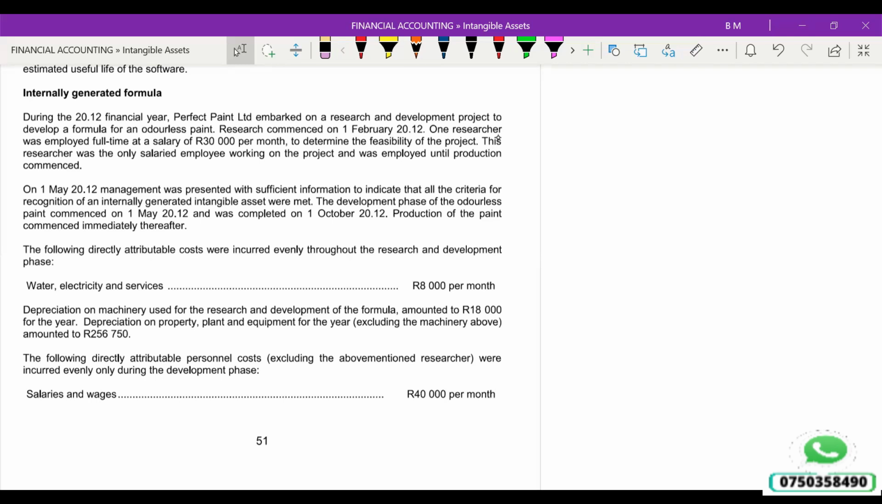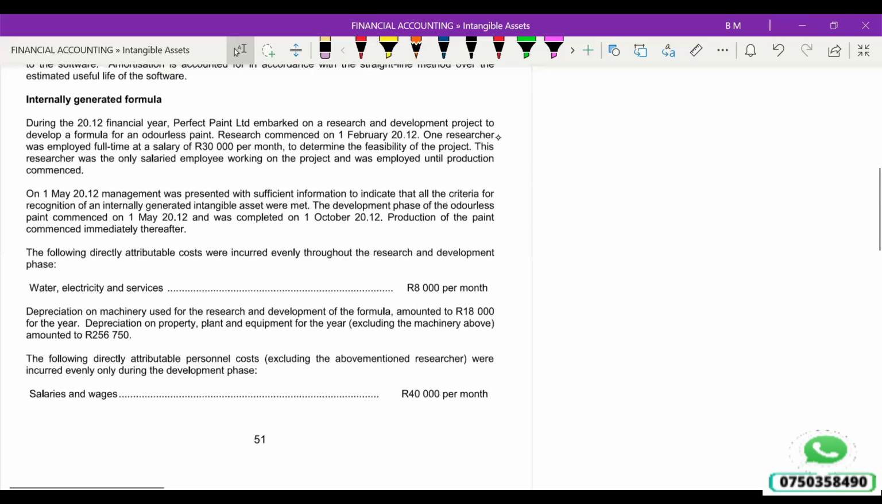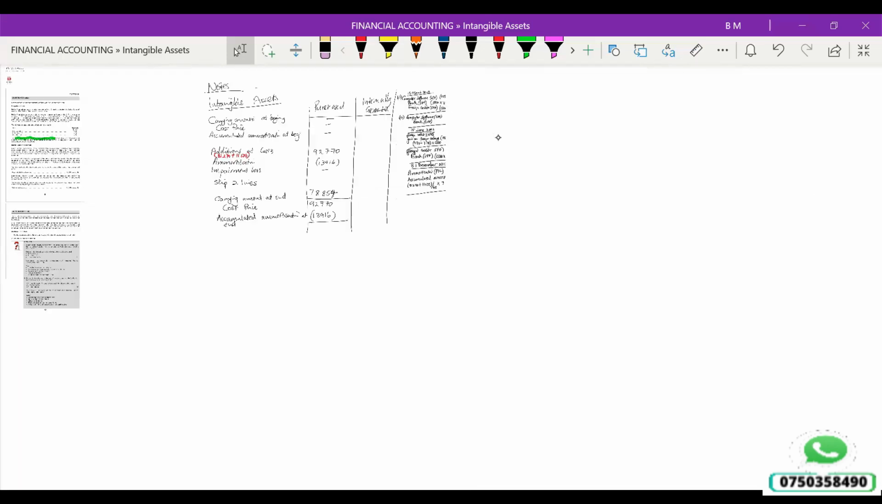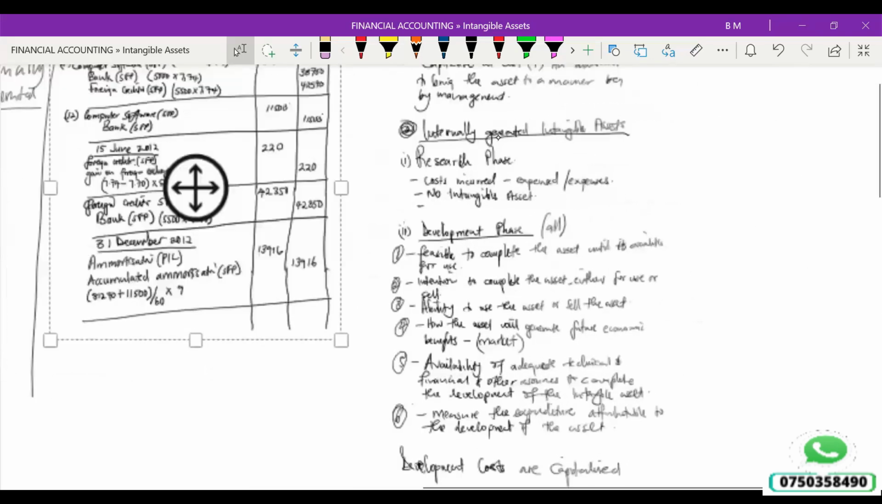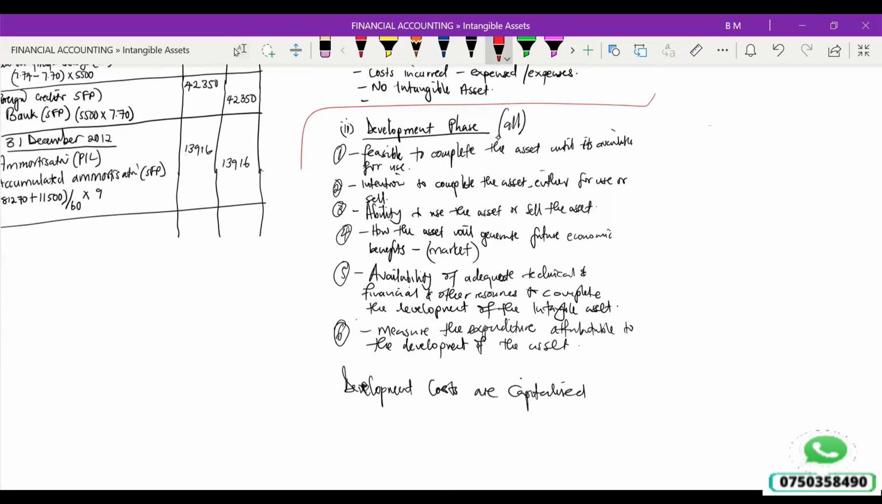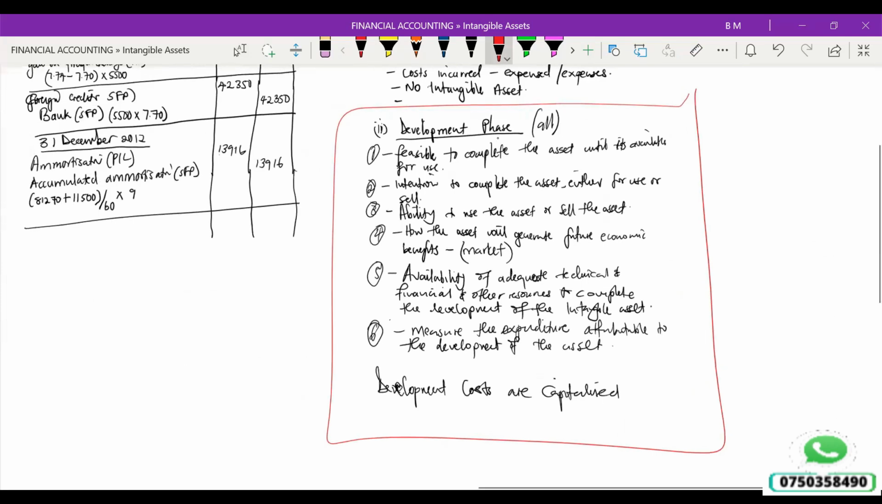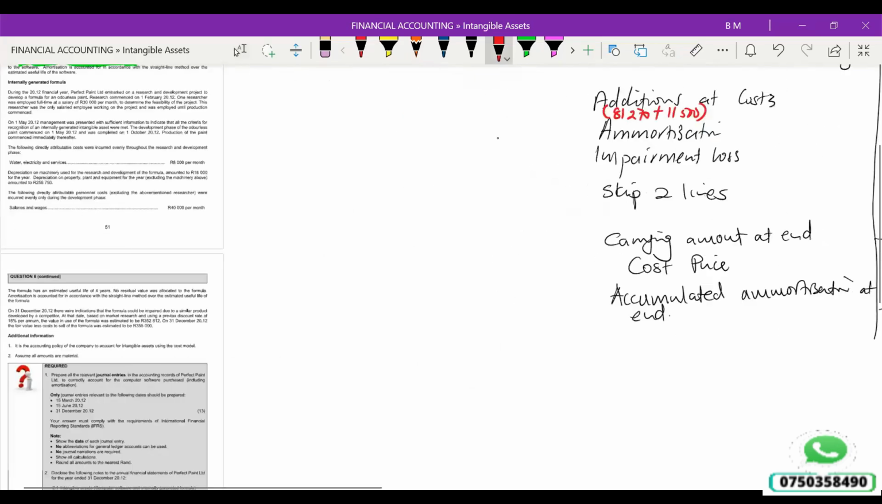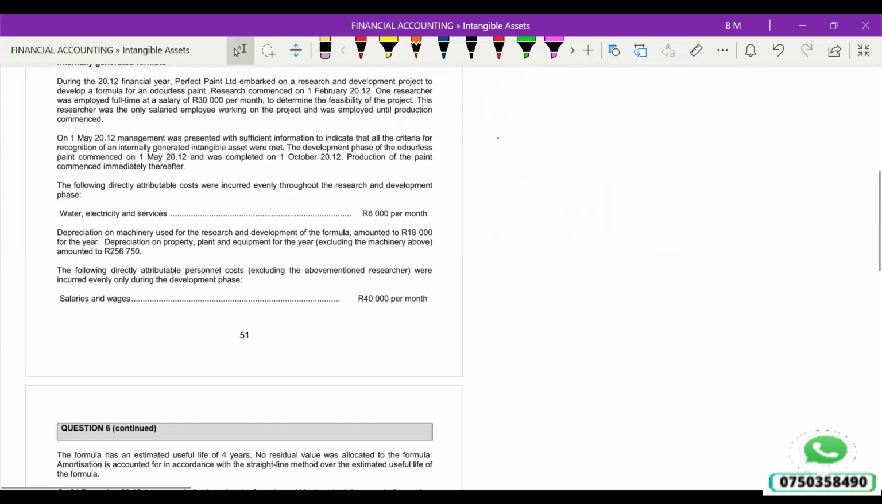So on this day, all the research was done and met all the criteria. Remember, we spoke about the recognition criteria when we started to say what are these recognition criteria for an internally generated intangible asset that is going to go through the development phase, right? And we say that it needs to meet all of these criteria, right? It has to meet all of them. The moment it misses one, you cannot recognize it.